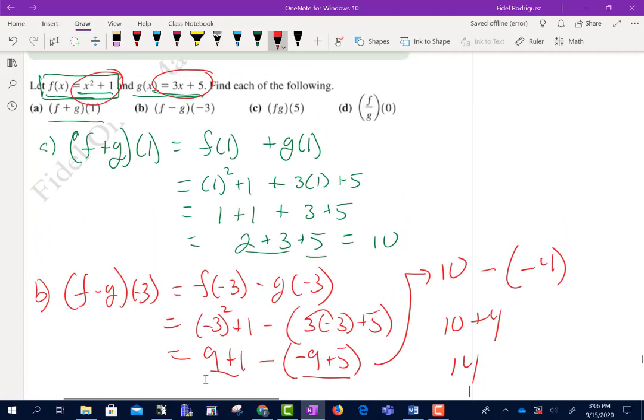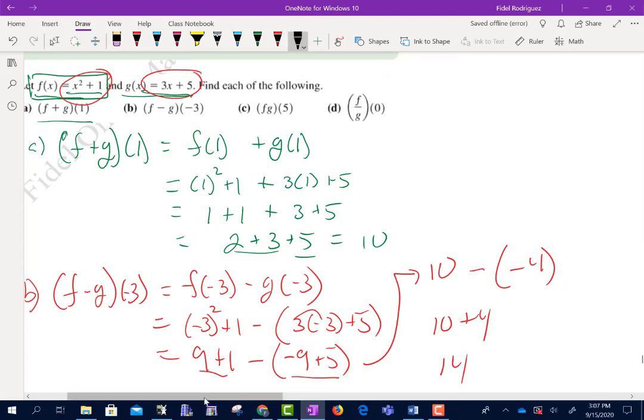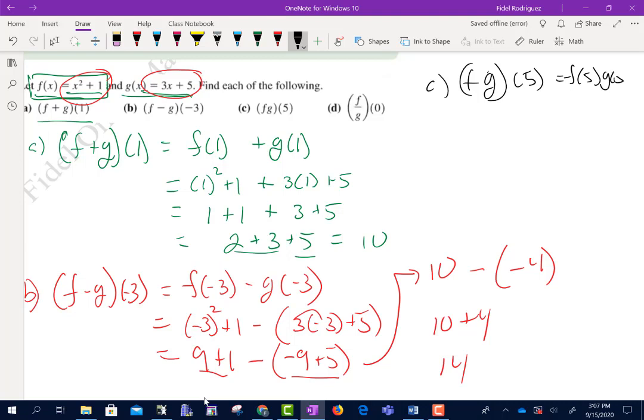And you know what, I'm going to move over to the right because I am running out of room here. So part C says we're going to find f times g of 5. Just so we all understand what that means, I'm going to find f of 5 times g of 5.